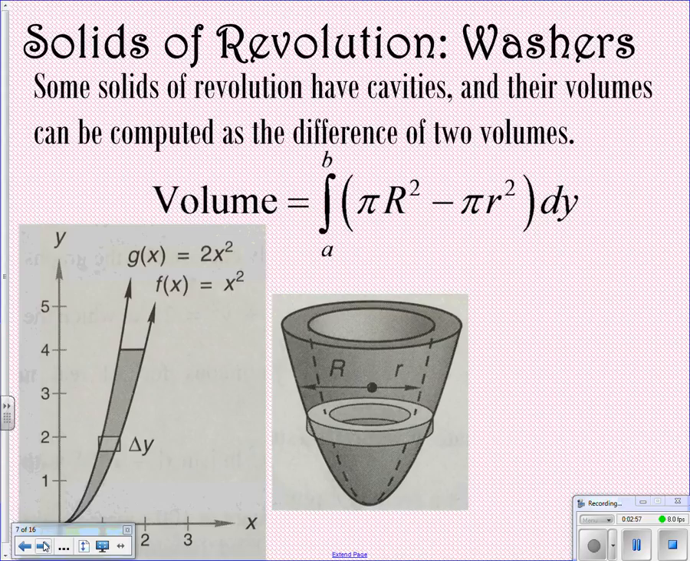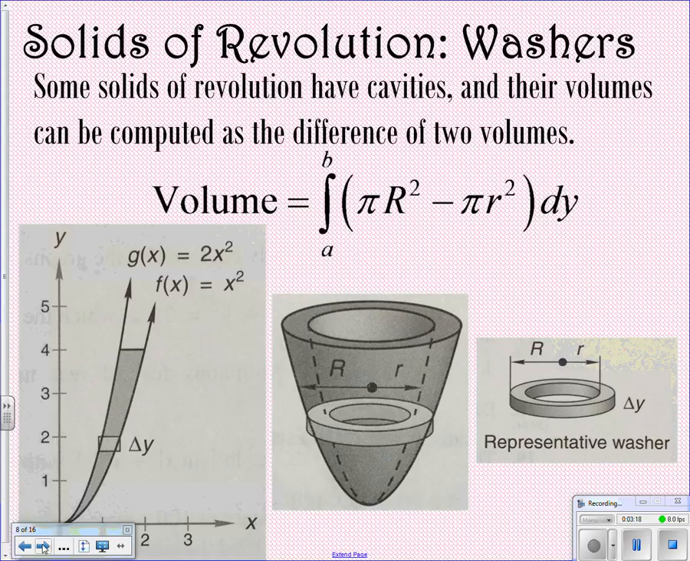Basically, you're going to find the volume of the whole thing, and then you're going to subtract the volume of the part that is taken out. This kind of looks like a cup or a vase of some sort. You would find the volume that the whole vase would be, and then you would find the volume of the inside and subtract them to find out what your volume of your vase or your cup is. And they call it a washer because if you cut a little piece of it, it would basically make a washer. And so that would be the representative washer for these problems.